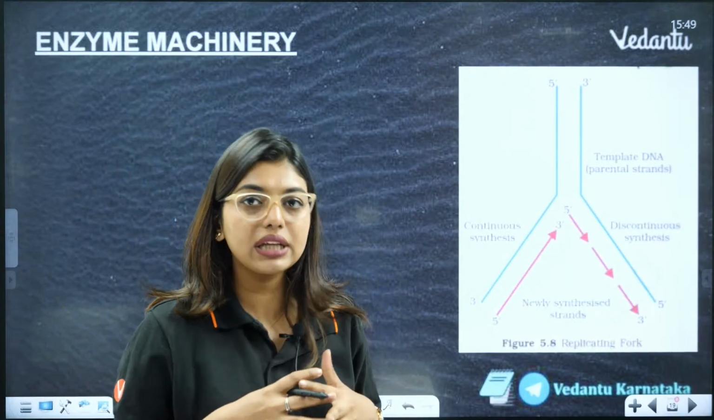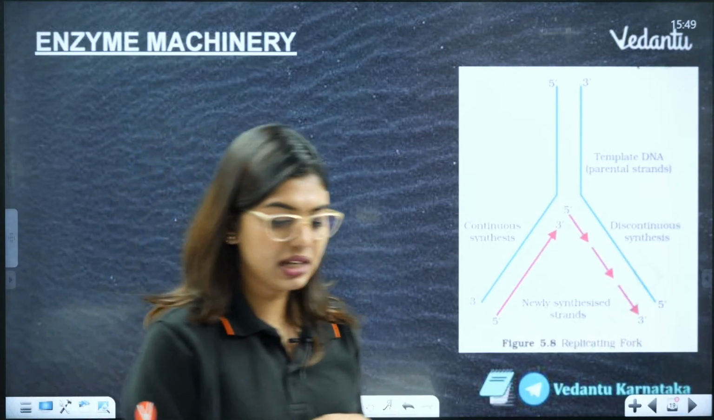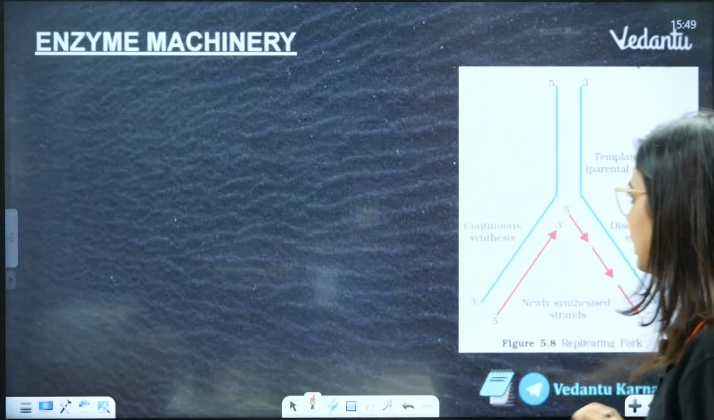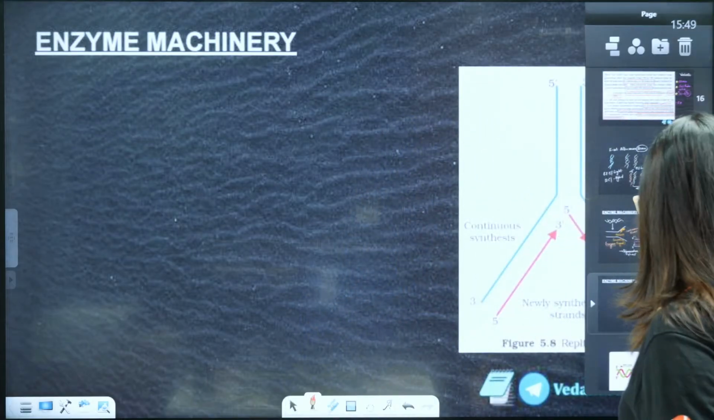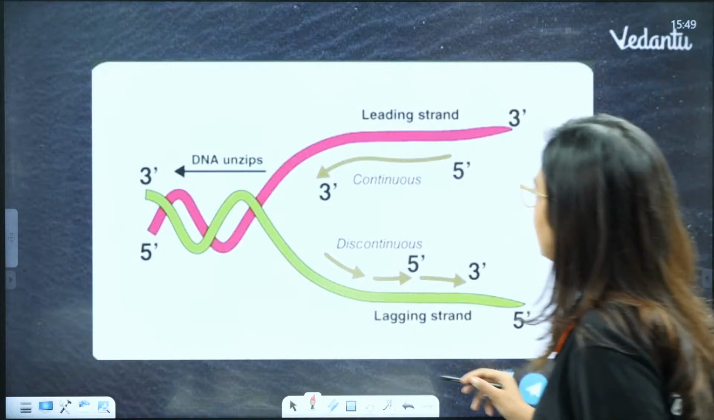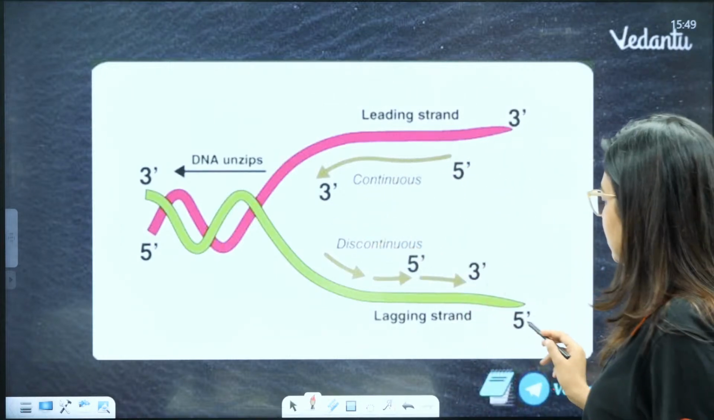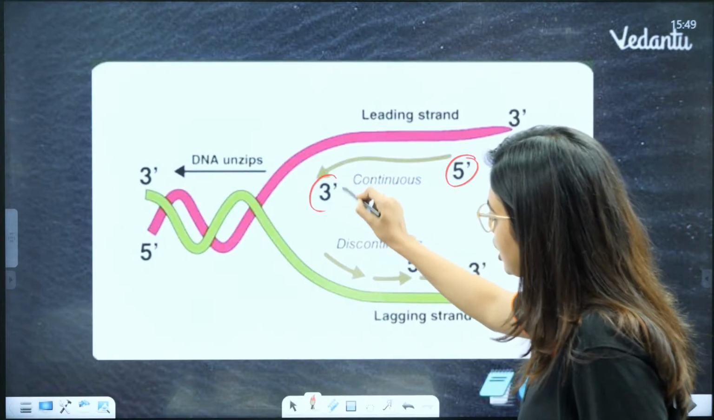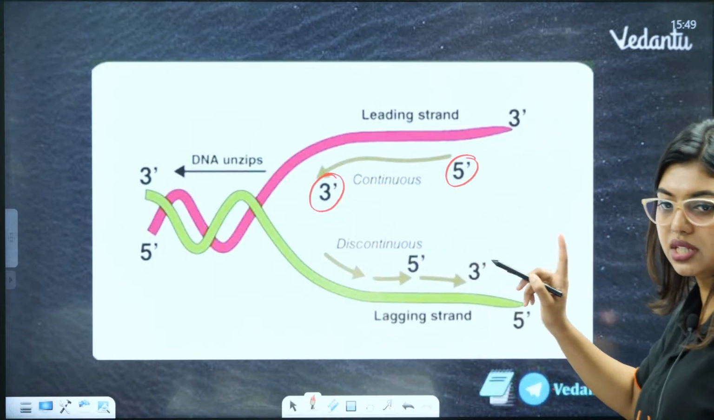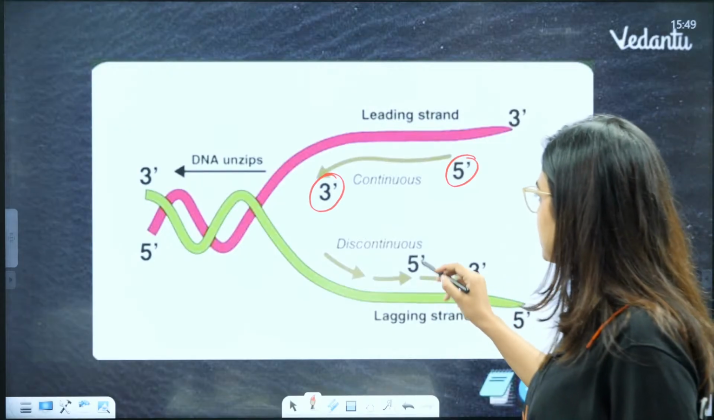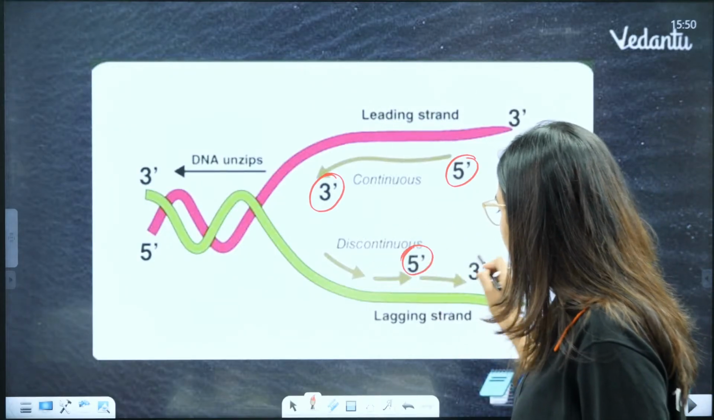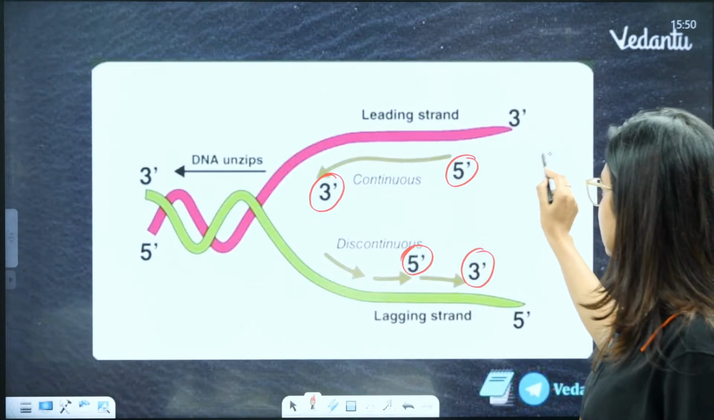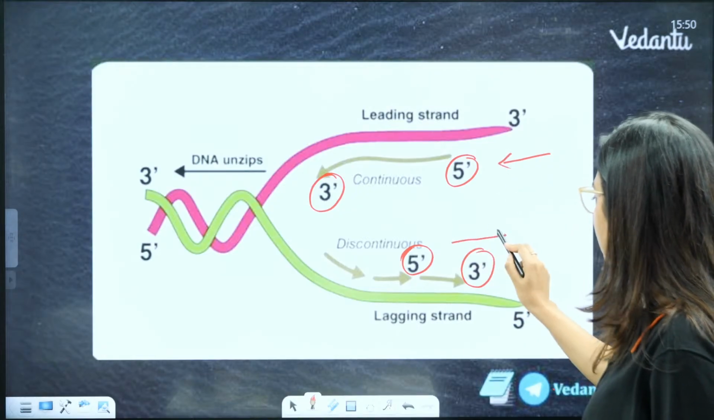Now to keep them together, we will need DNA ligase. So that is your enzyme machinery. In this diagram, this is the leading strand and this is the lagging strand. Here, the leading strand goes 5' to 3'. Just remember these numbers, it's important. And here it also goes 5' to 3'. The arrow marks: this way it is continuous, this way it is discontinuous.